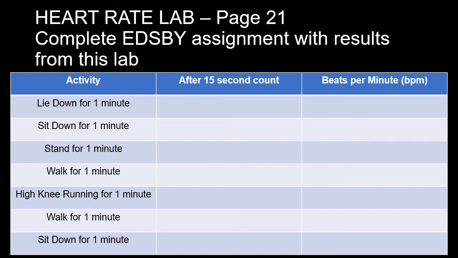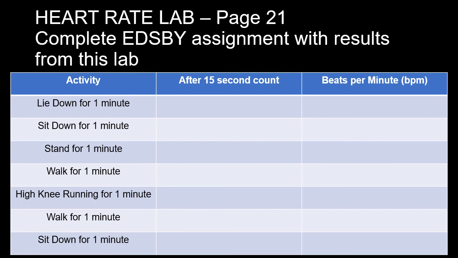The first thing you're going to do is lie down for 1 minute, stay perfectly still and quiet, and you're going to try and get your heart rate as low as you possibly can. After the 1 minute, you're going to take a 15-second heart rate measure. You're going to count your beats, finding with your fingers in your neck or on your radial pulse, and you're going to write down the count in the second box here after the 15-second count.